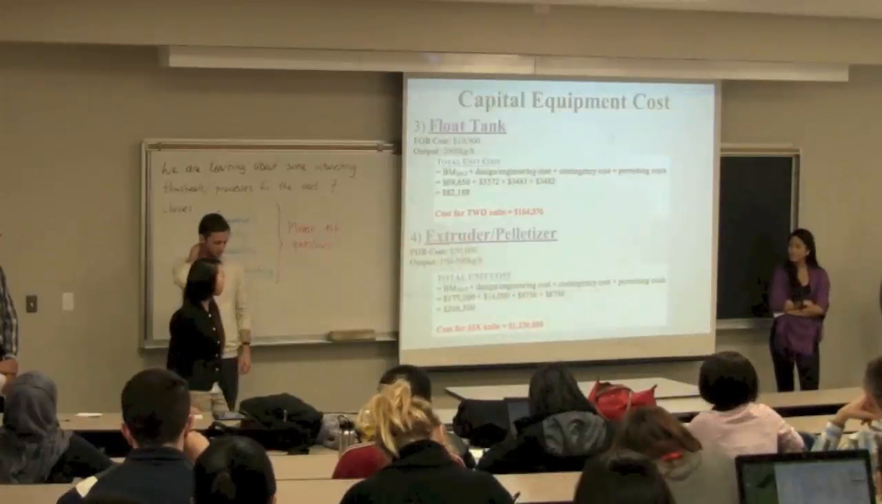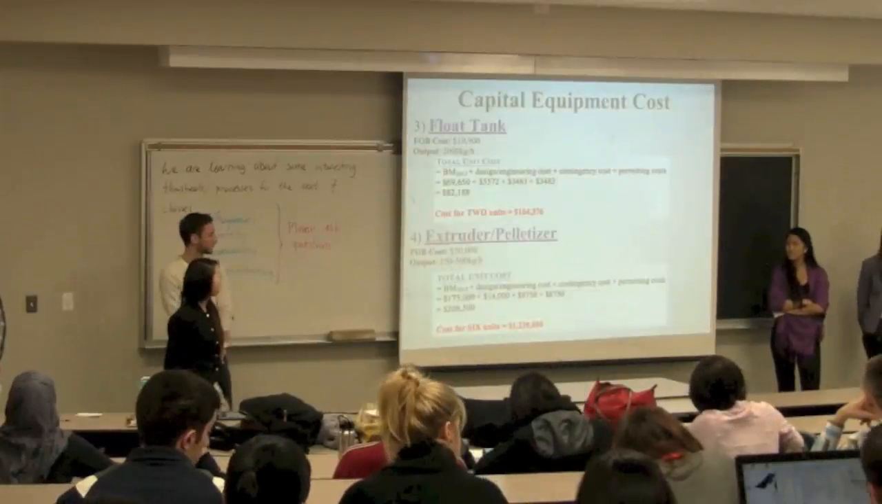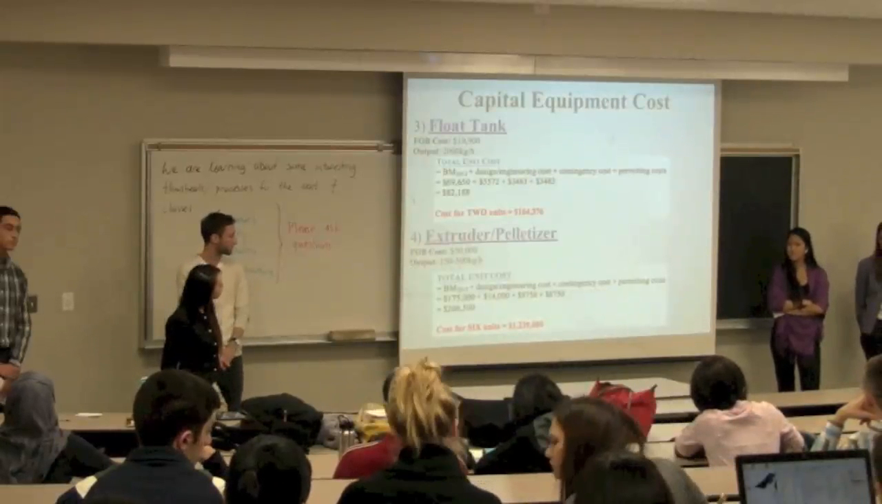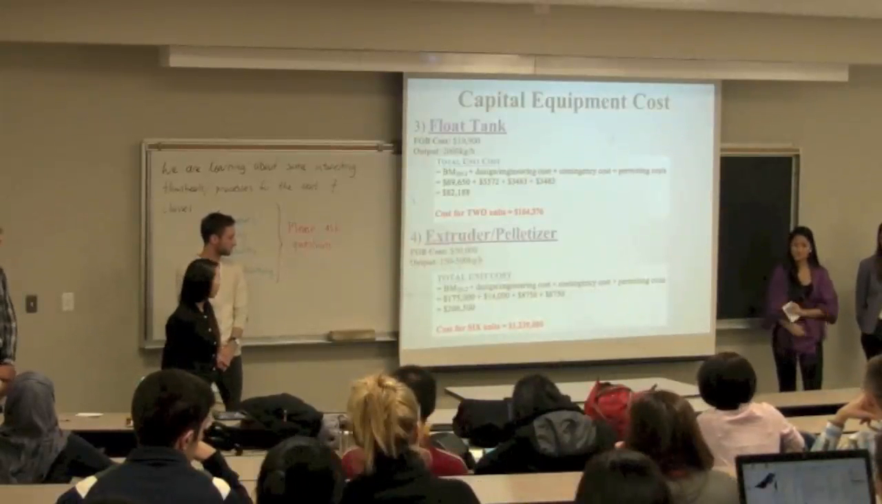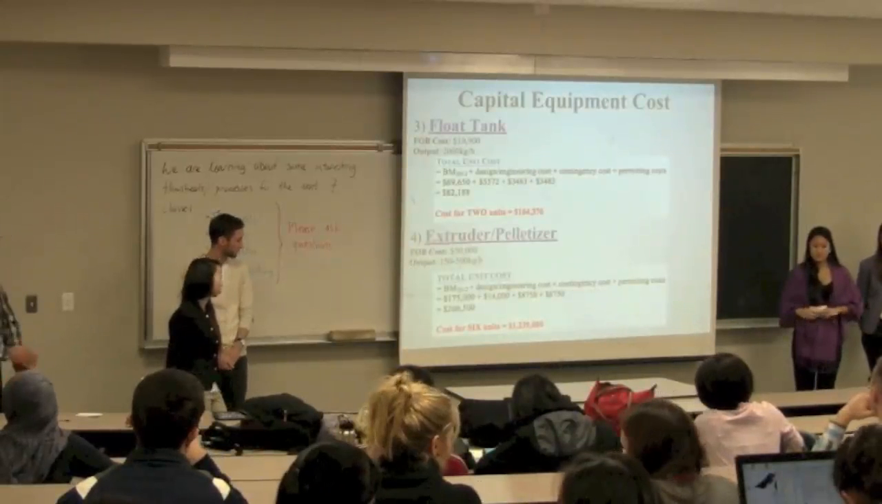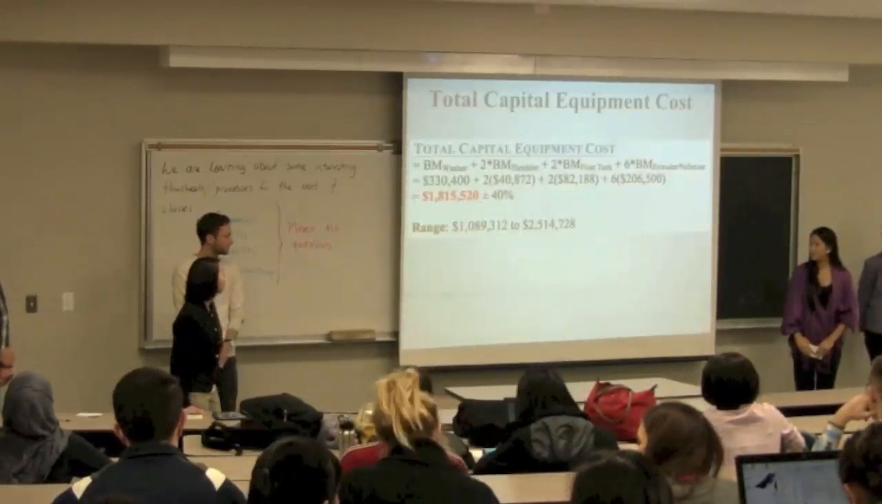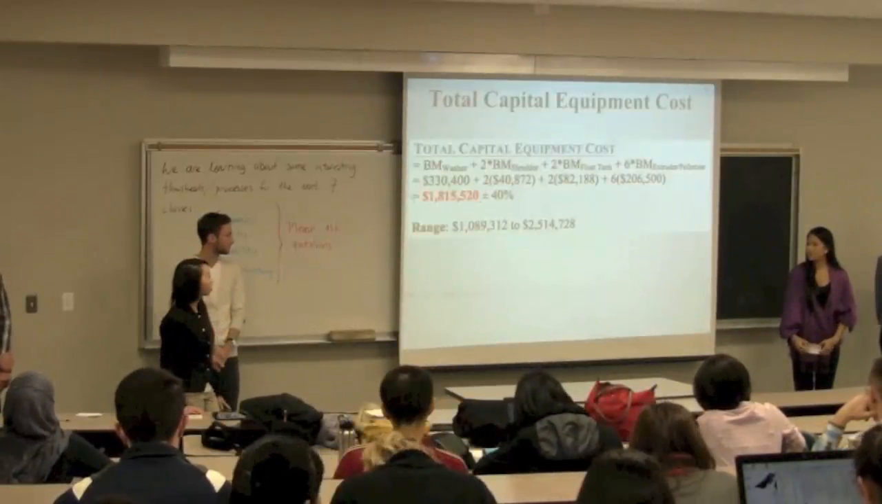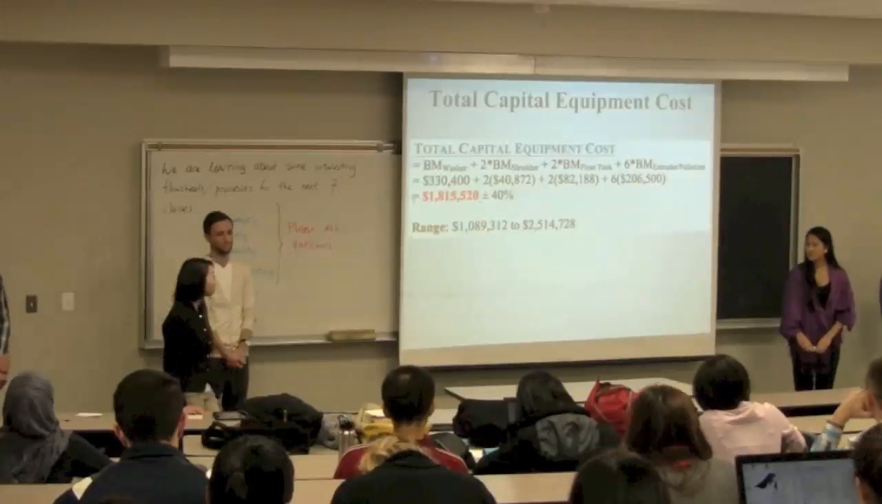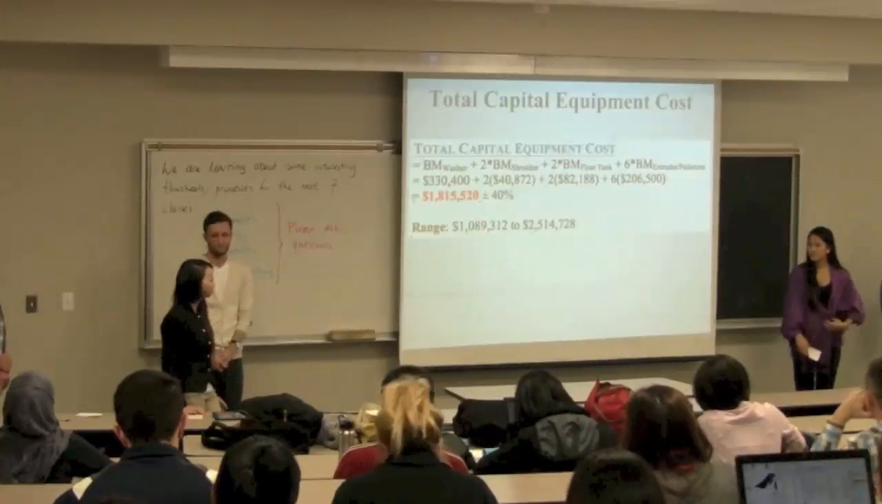Repeating this for the float tank and the extruder, we'll have a total cost of $164,000 for the float tank and approximately $1 million for the extruder. For the total capital equipment cost, we just add all these costs together and we get approximately $2 million for the equipment cost.